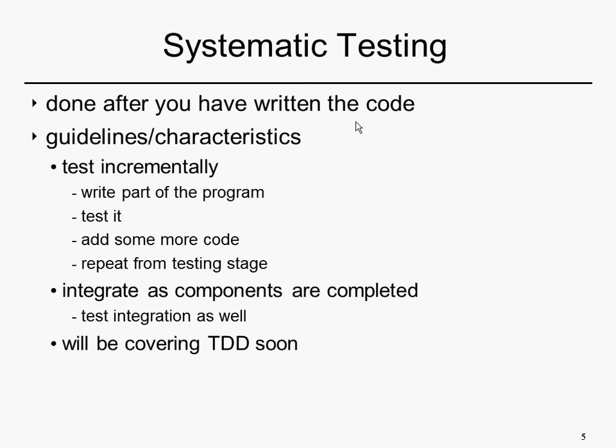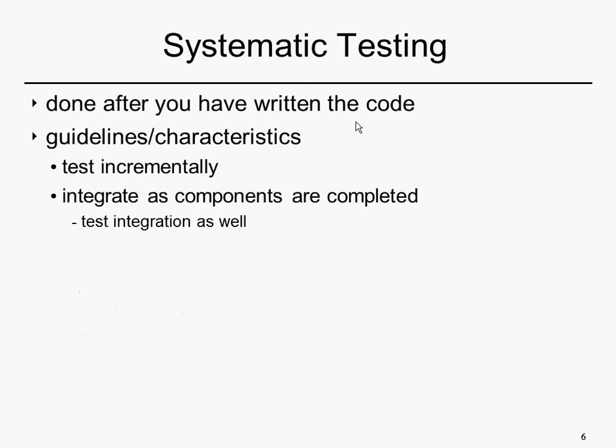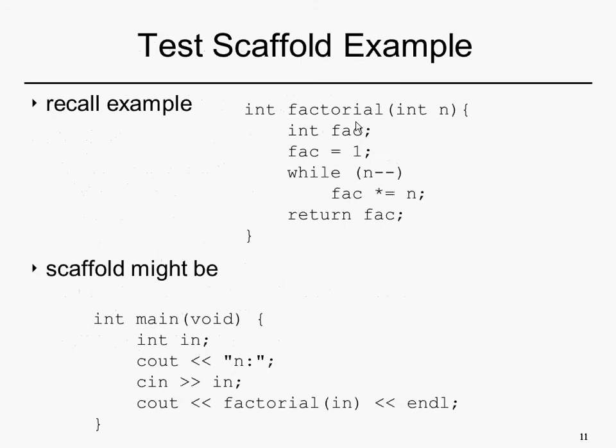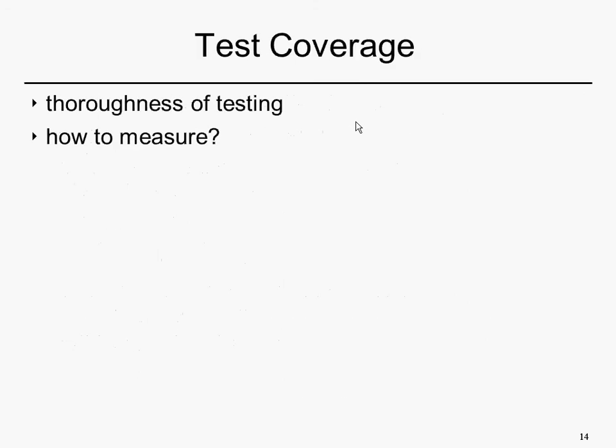Okay, so systematic testing is, most of it is done after we've written the code. And we're going to be talking today about some elements associated with test coverage. And really what test coverage deals with is the issue of thoroughness of testing. How can we have confidence that a program works? How can we raise our confidence that a program works?